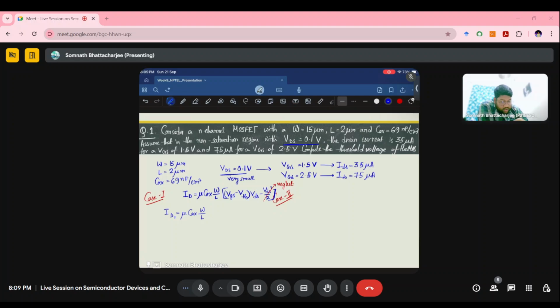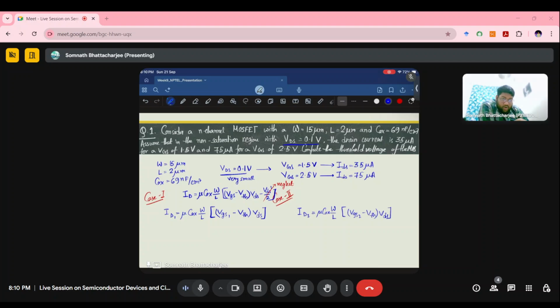So we can write it as ID1, that is the ID for case 1, with VGS1 minus VTH, which will remain constant for both the cases, and VDS, which is common for both cases. Similarly, here we can write the identical equation: ID2 equals mobility Cox W by L times VGS2 minus VTH multiplied by VDS.